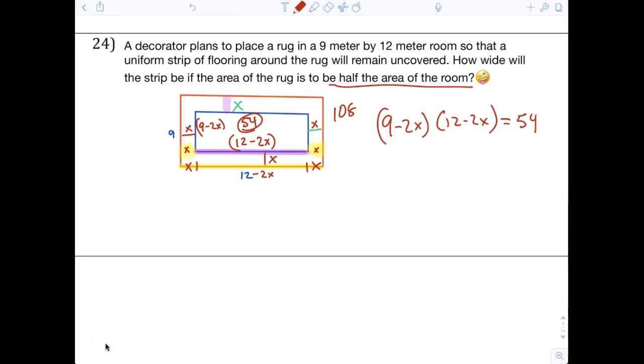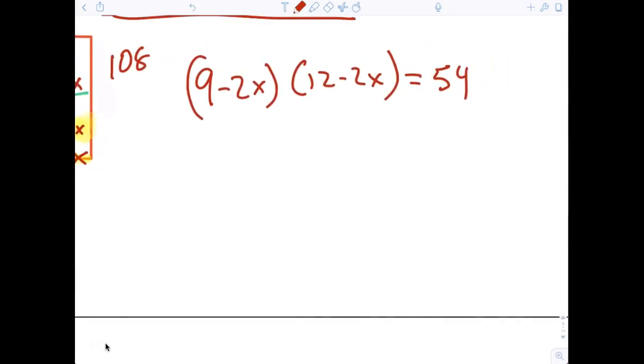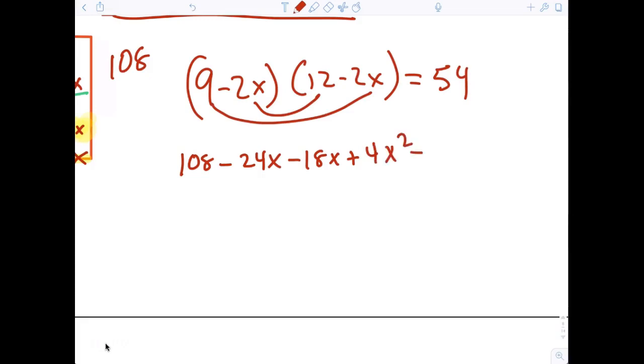All right, so now when I multiply that binomial times the binomial, what's 9 times 12? 108. Minus, what is this? 24x. Then this is what? Negative 18x. Then it is positive 4x squared equals 54.